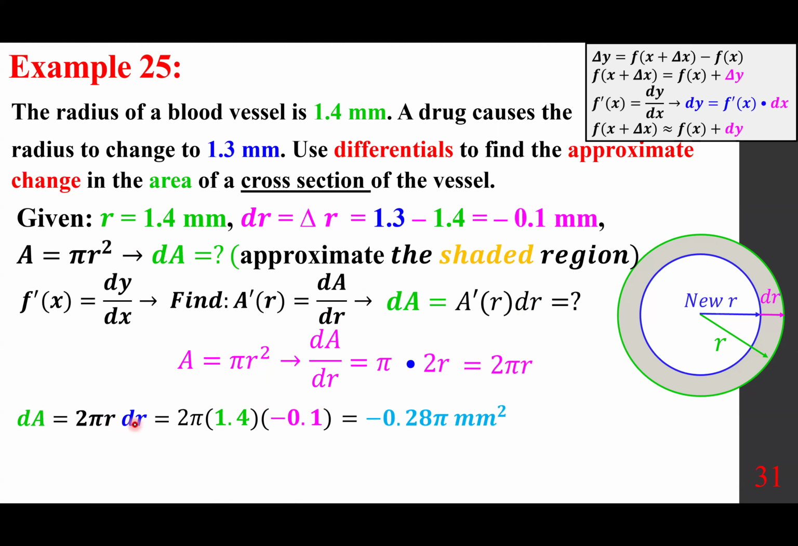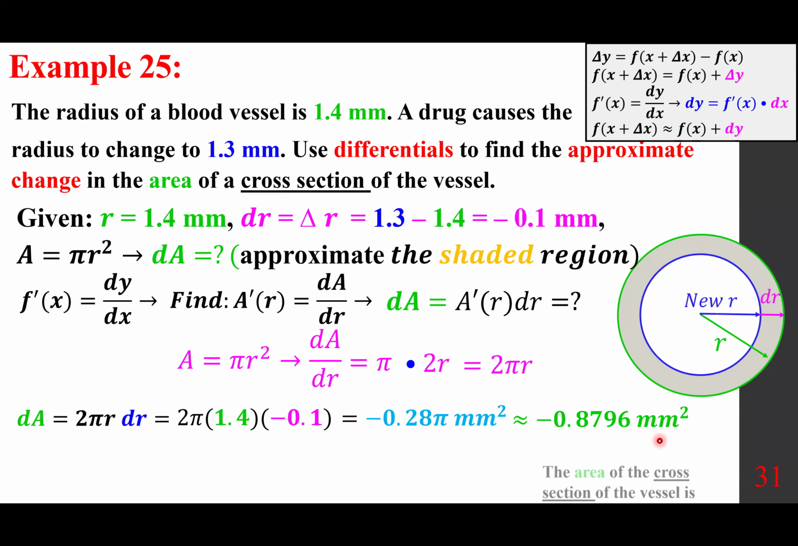And we get negative 0.28 pi millimeters squared. Very straightforward. And do not change it to a decimal unless they ask you, in which case you follow how many decimals. So you have to follow whatever they ask you. I'm showing you that one.